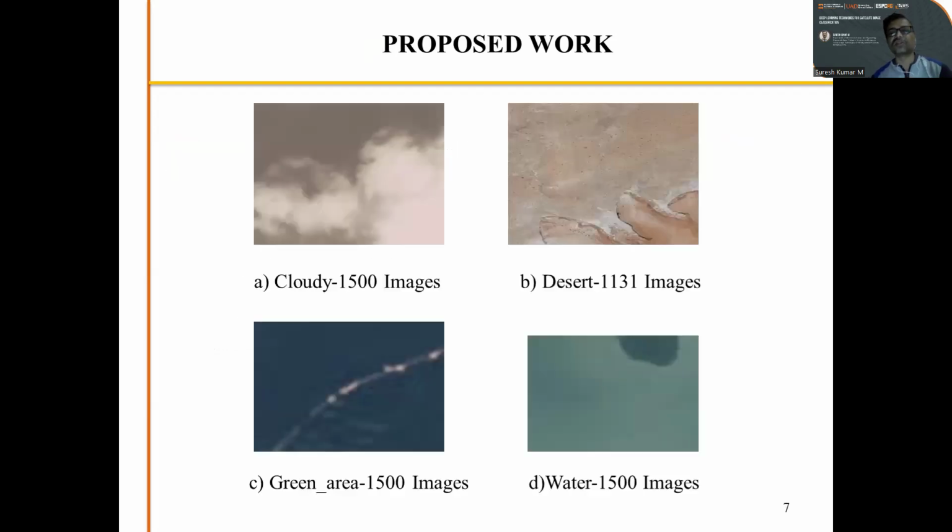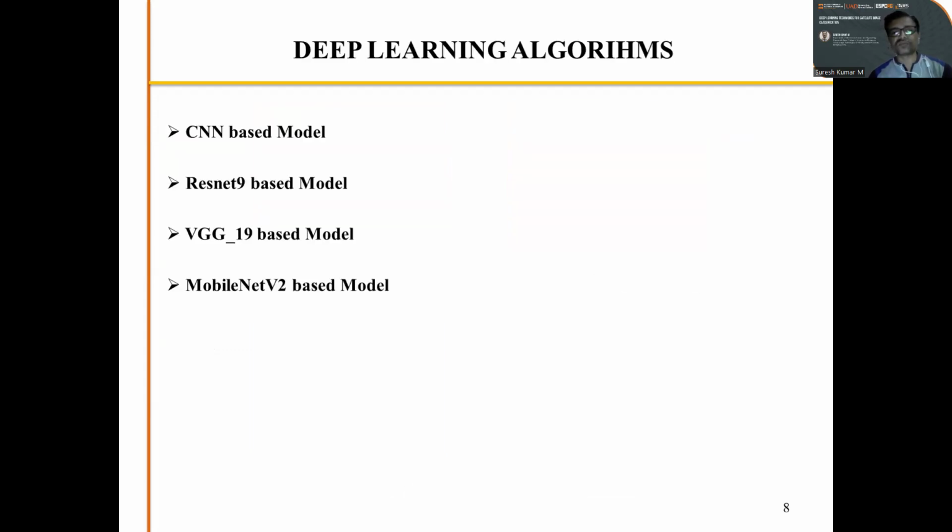As we can see, here is a sample. The number of cloudy images is 1,500. The number of desert images is 1,131. Green area images are 1,500. Water images include 1,500 images. These are the main deep learning algorithms I will be addressing: CNN based model, ResNet based model, VGG19 based model, and MobileNet V2 based model.